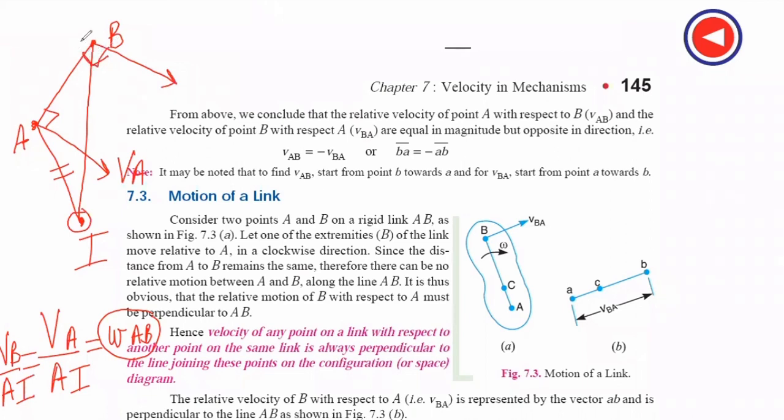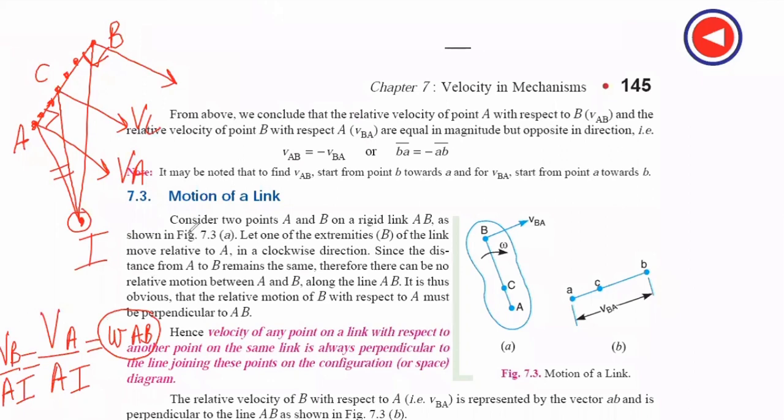As many points as are there between A and B, infinite number of points are there. If I want to find out the velocity, suppose this is a point number C, then do a simple thing: join C with our I-center. This is the direction of VC, and this is the method, VC by CI. Okay, that was the I-center method.